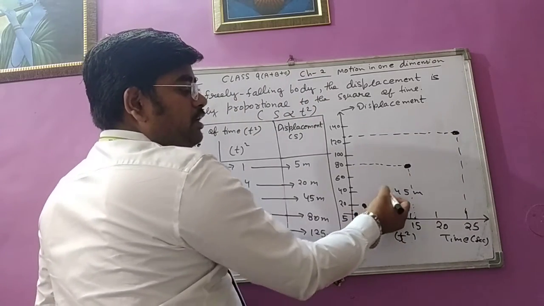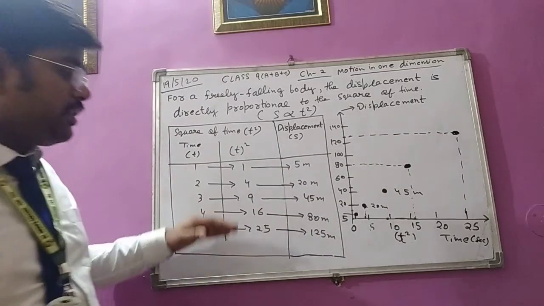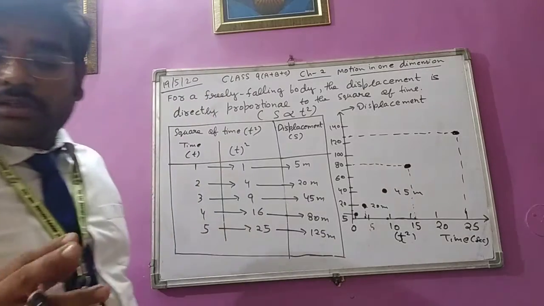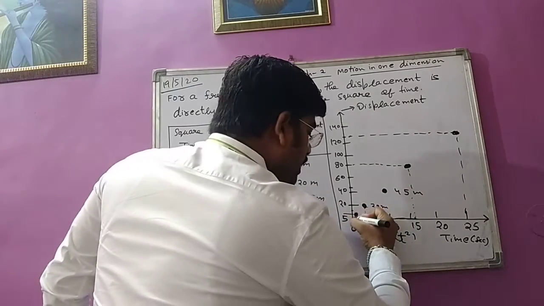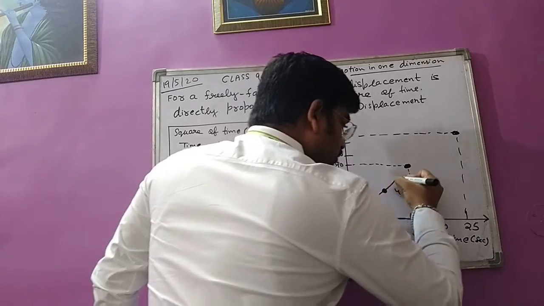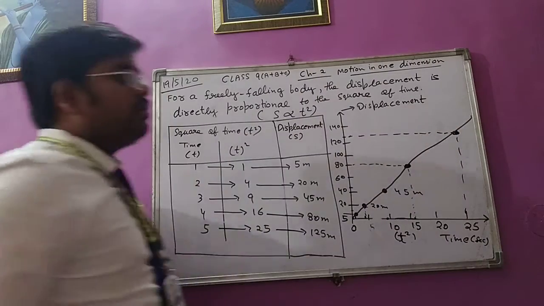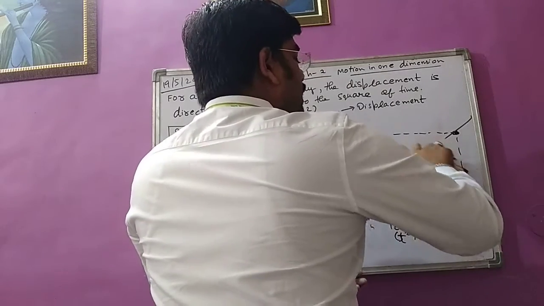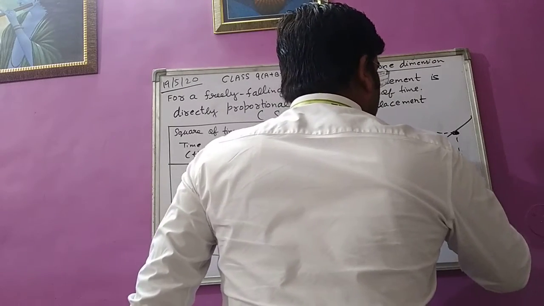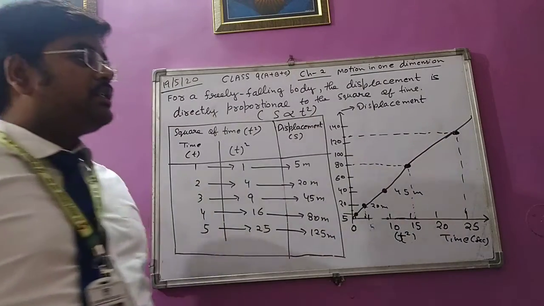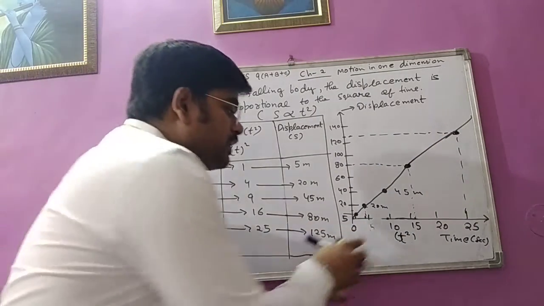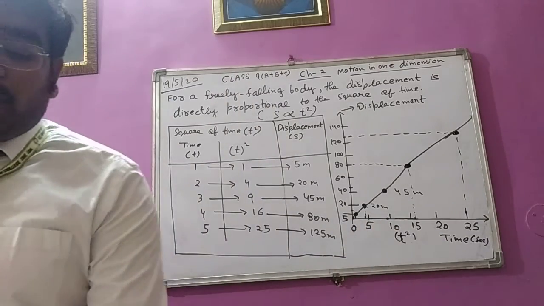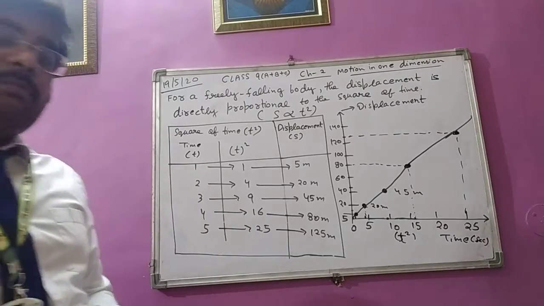First, second, third, fourth, fifth. We have plotted the fifth point also. Now we join them to make a line. Here you can see that the line which we have drawn is a straight line. That means this graph shows displacement against time square. Okay, so class, I am repeating again.